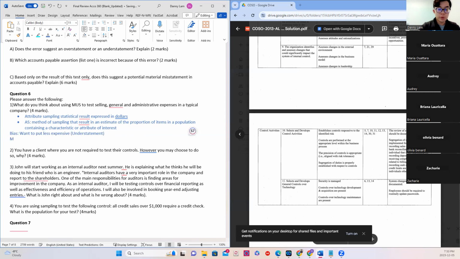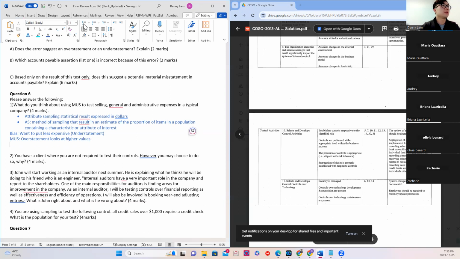And so what does MUS do though? Does it look at overstatement or understatement? I changed my answer then. The MUS looks more at overstatement because it looks at higher values. Okay. So what's your conclusion on this? Is it a good way of doing it or not? No. And why would your answer be, in a conclusive way?